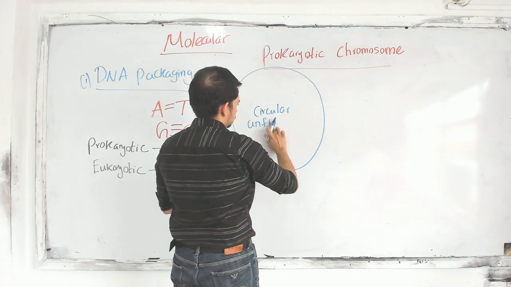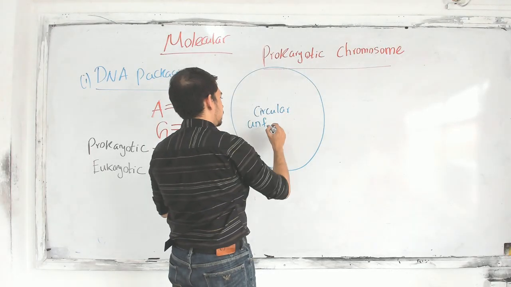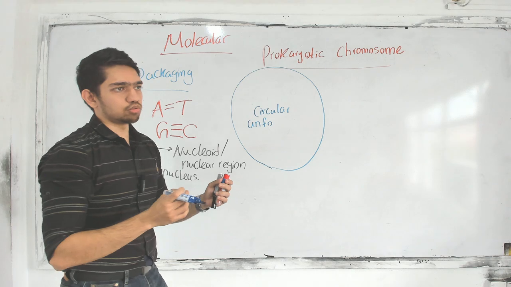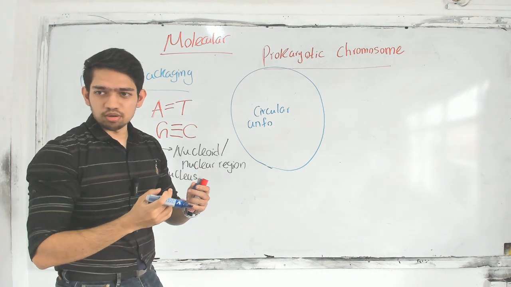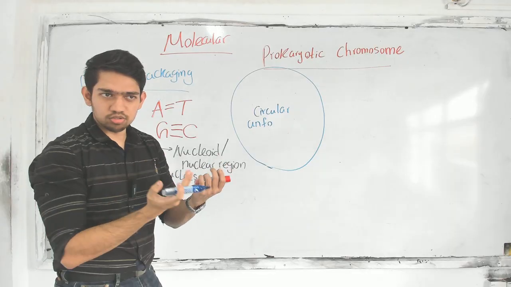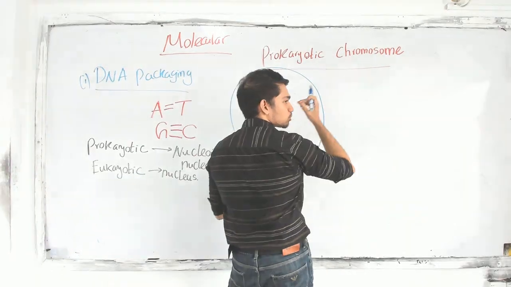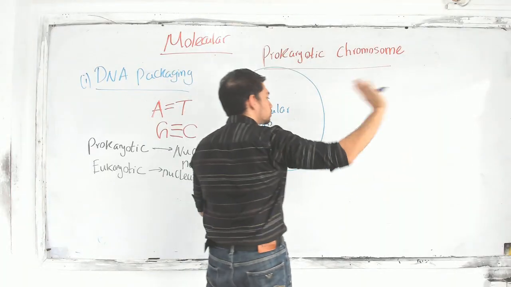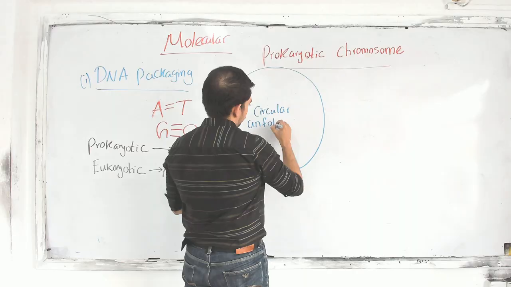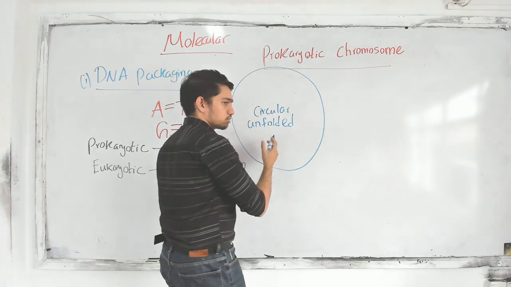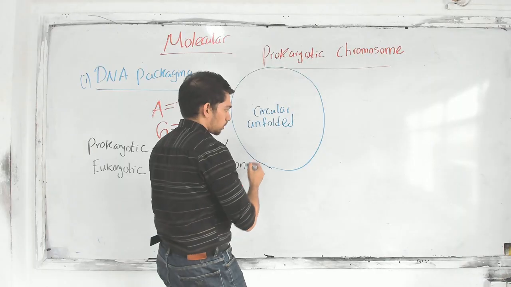Chromosomes are packed in prokaryotic cells in only 3 steps. How do you fold a shirt? You fold the arms, then you fold the two sides, and then you fold it in three. Prokaryotic chromosomes are packaged in only 3 steps. 1, 2, 3, pack. Circular, unfolded chromosome. This is like after you take them out of the washing machine or whatever.